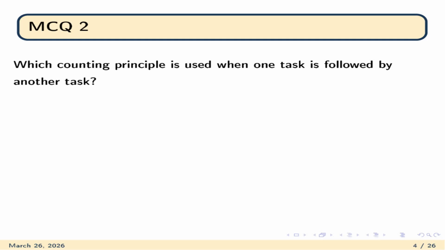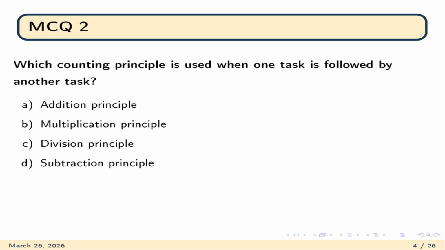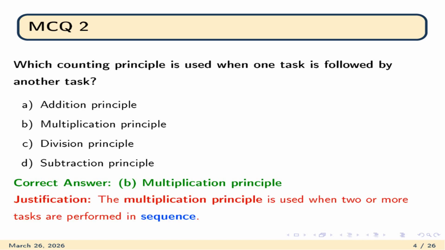Which counting principle is used when one task is followed by another task? Addition principle, multiplication principle, division principle, subtraction principle. Multiplication principle, because the multiplication principle is used when 2 or more tasks are performed in a sequence.